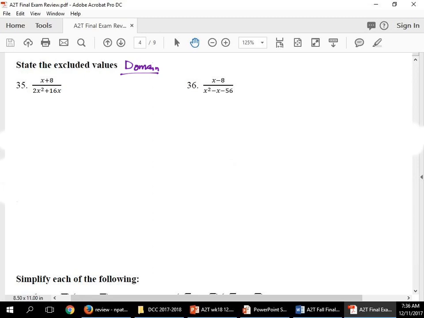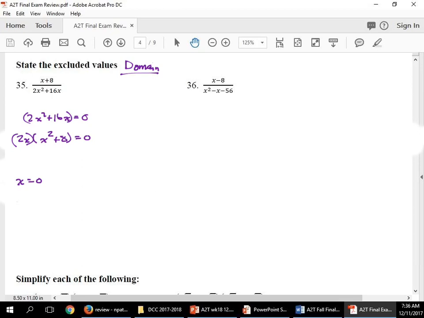So this denominator cannot equal 0. So what we're going to do, we're going to take this denominator and set it equal to 0 to find out what makes it 0. So we can say x cannot equal that. In order to solve this, I've got to factor this. I'm going to take out a 2x from both of these. You always look for greatest common factor first. When I set 2x equal to 0, I get x equals 0. That's one of the numbers it cannot equal.